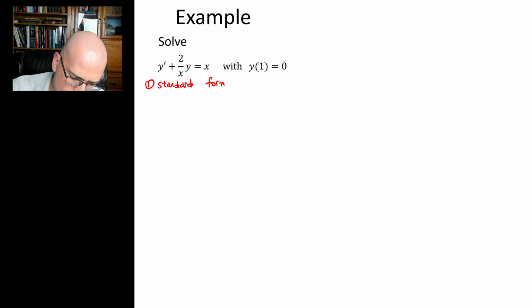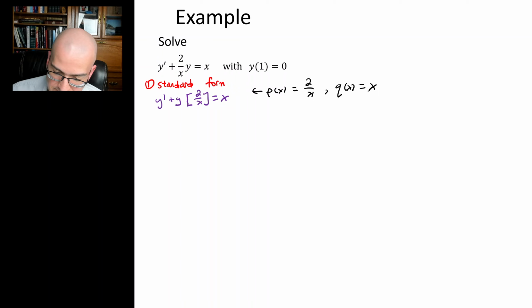So we have y prime plus y times 2 over x is equal to x. So our p of x is 2 over x, and q of x is equal to x. Once we have our p of x, we can find the integrating factor. Find I of x.